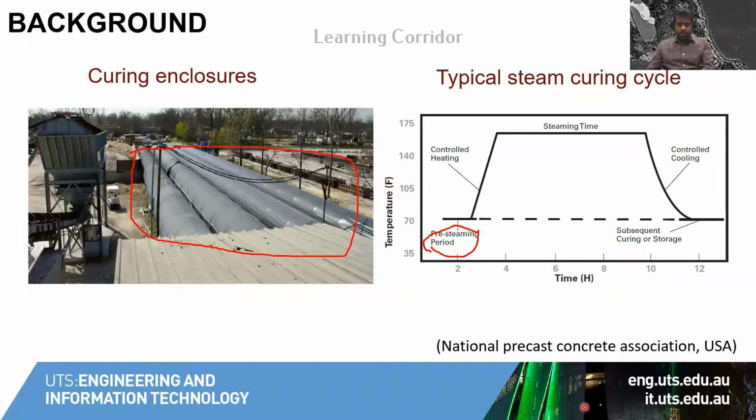Why are these people doing this? It is to accelerate the strength attainment. In order for a precast manufacturer to be profitable, they have to manufacture concrete at a faster rate and store and deliver. So it's an economic necessity to accelerate the strength attainment of precast concrete in a production factory line.